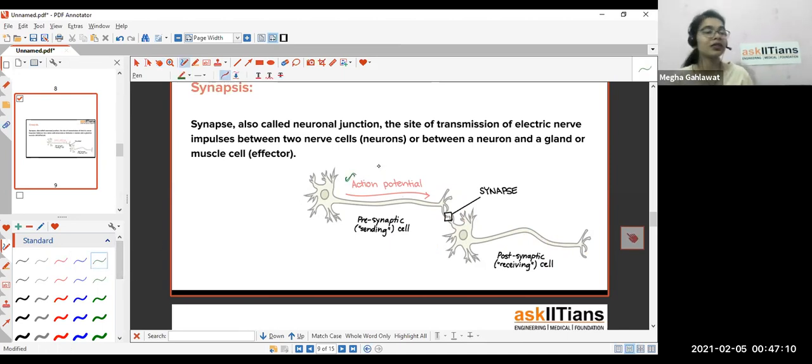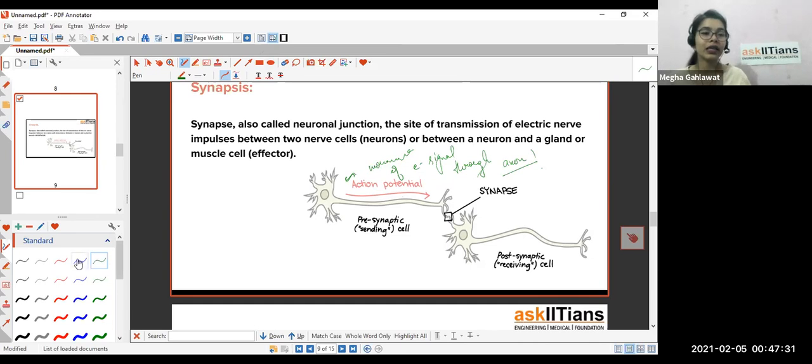Again, what is this action potential? The action potential is nothing special but the movement of electrical signal through the axon. There are multiple steps to the action potential as well, which we'll be learning in the higher classes, where I'll teach you even more.